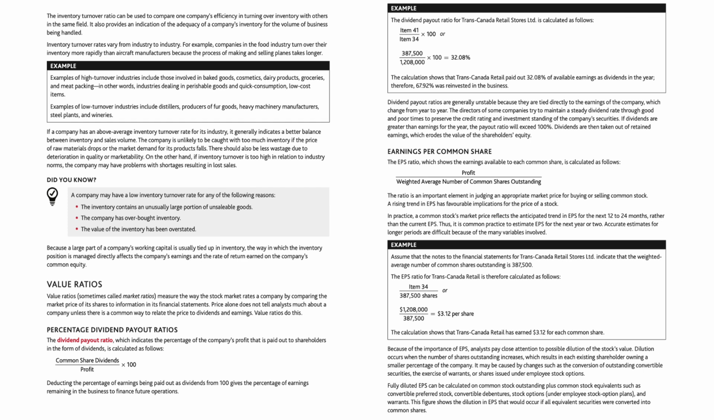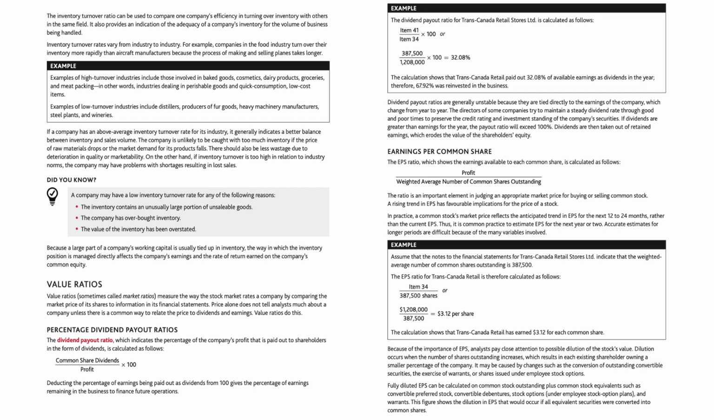If a company has an above-average inventory turnover rate for its industry, it generally indicates a better balance between inventory and sales volume. The company is unlikely to be caught with too much inventory if the price of raw materials drops or the market demand for its products falls. There should also be less wastage due to deterioration in quality or marketability. On the other hand, if inventory turnover is too high in relation to industry norms, the company may have problems with shortages resulting in lost sales.